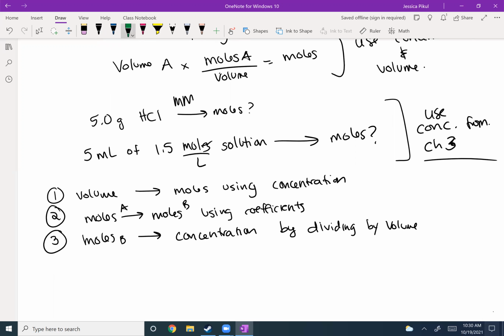So there is this thing that, big if: if your mole to mole ratio is 1 to 1, then that step 2 is really just multiplying by 1, which means you can kind of skip it, right?